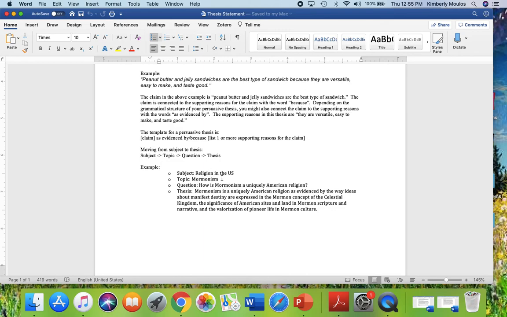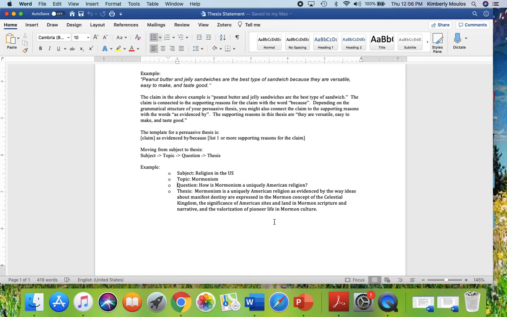I do some research about Mormonism, and then I realize there are already conversations by experts and scholars about that topic. So familiarize yourself with some basics of what scholars are concerned about with that topic. A question that you might encounter while doing your research is, how is Mormonism a uniquely American religion? Then, after you do more pre-writing and develop an outline and know what claim you want to make and how you're going to support that claim, you can summarize all that in a thesis statement.